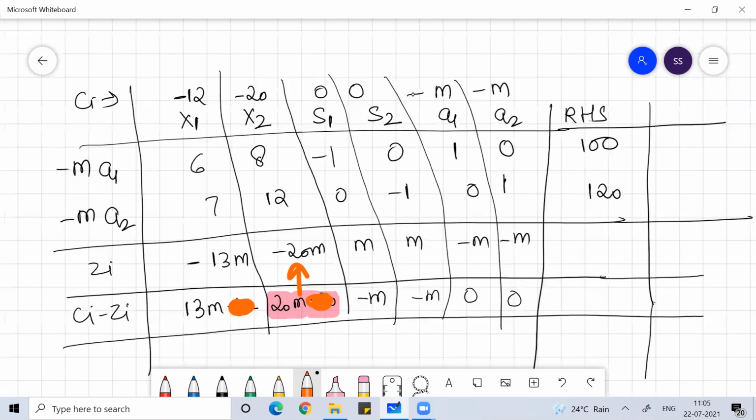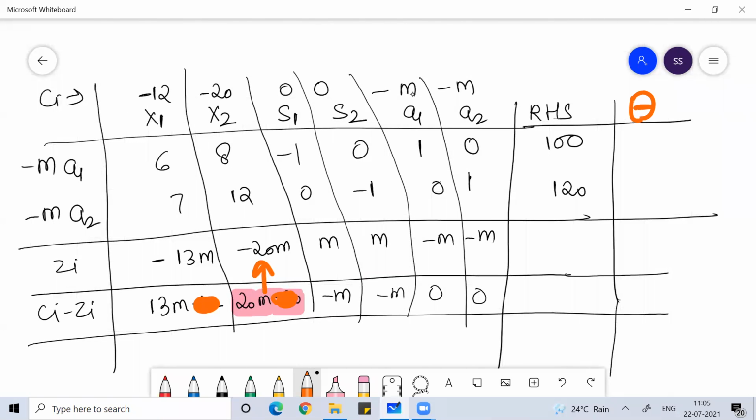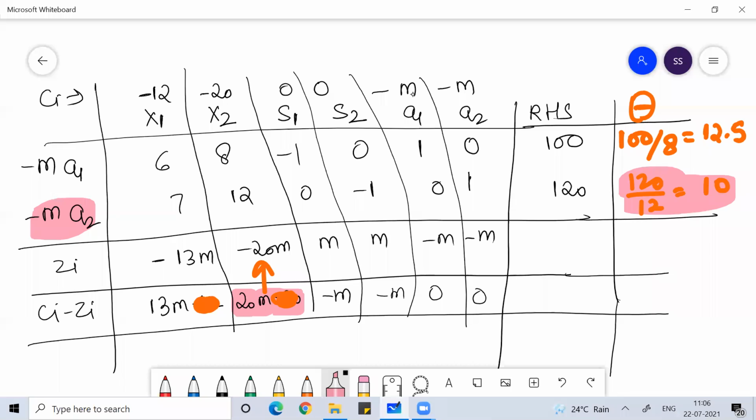Are you getting this? So theta, this would be 100 by 8, which will be 12.5, and this would be 120 by 12, which is equal to 10. Out of all theta, figure out that theta which is minimum. The minimum theta is for a2. So it means a2 will leave the solution and a2 will be replaced by x2. Everyone clear, right?